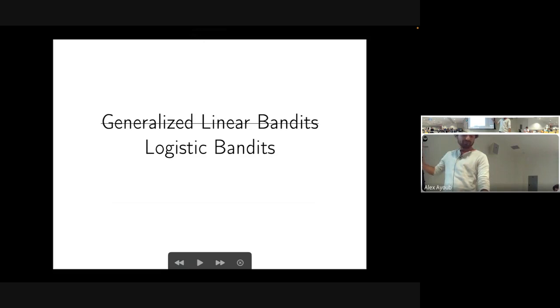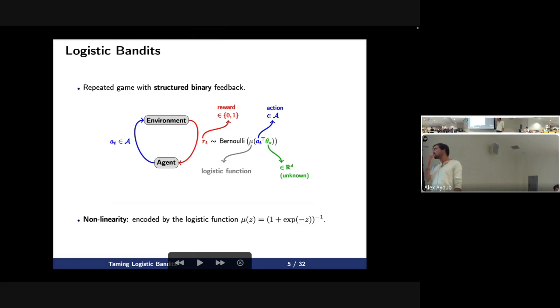So logistic bandit is a very simple bandit problem. Each time we submit an action to the environment, we receive a reward. This reward is randomly generated according to a Bernoulli distribution, so it's a binary reward, 0 or 1. And it's a parametric model because the parameter of the Bernoulli is given by the inner product between the action that is embedded in R^d and an unknown parameter theta star. So this is how we encode the fact that we have interrelated payoffs. And then you take this inner product and you squash it back to [0, 1] with the logistic function.